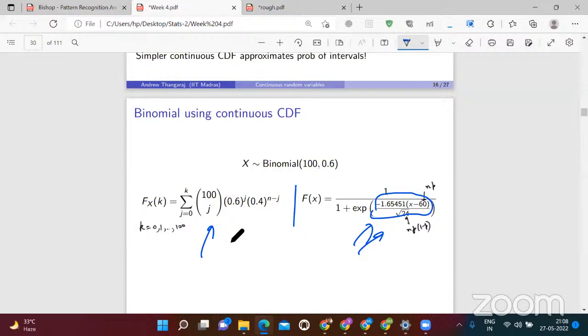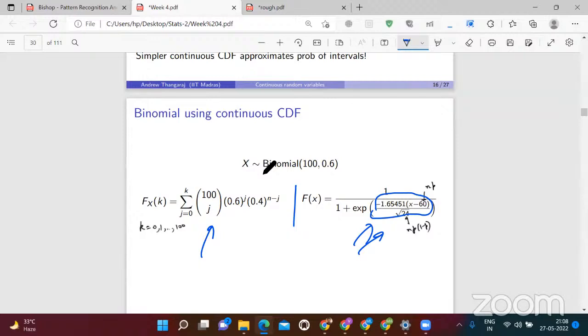Yeah, this is just to differentiate that. So the bracket part, sir has explained that x minus 60 is coming from 100 into 0.6, which is mu. So 60 is mu. And this is NPQ, square root 24.